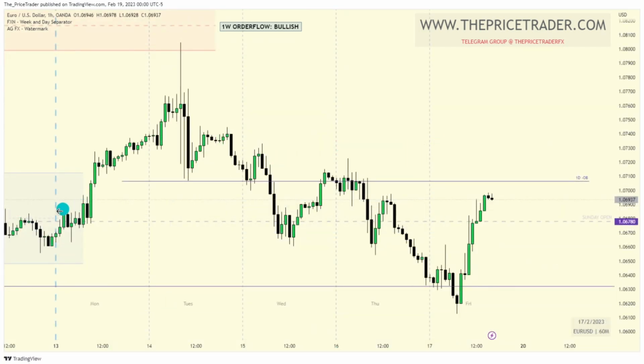On the euro, we saw the week open higher. It hit that weekly imbalance, then we saw it drop the entire week. As you can see, the Sunday open is very crucial in determining the weekly bias. We can see that when it goes higher and we are bearish, then it means it's seeking premium to just drop into the week.